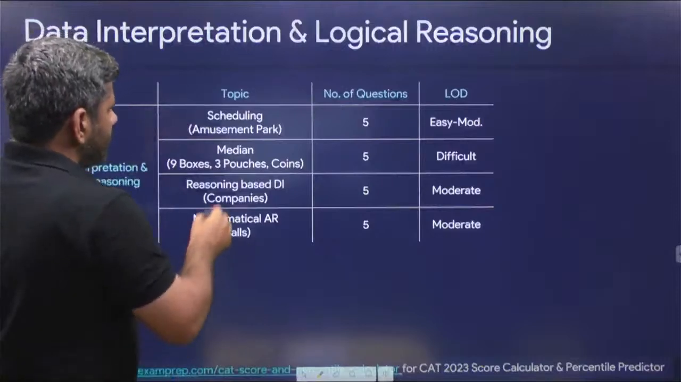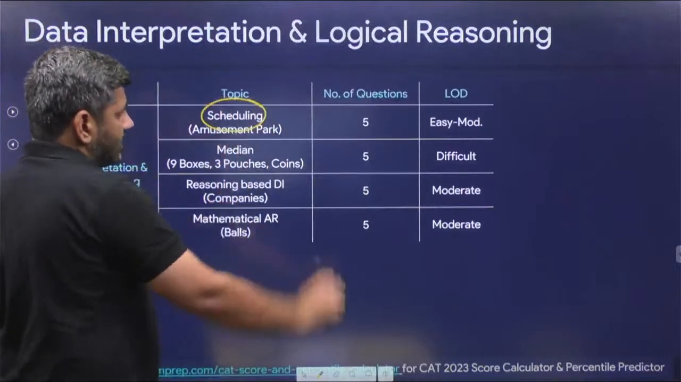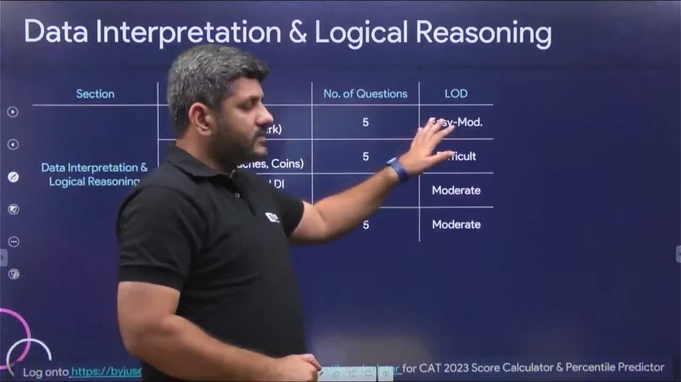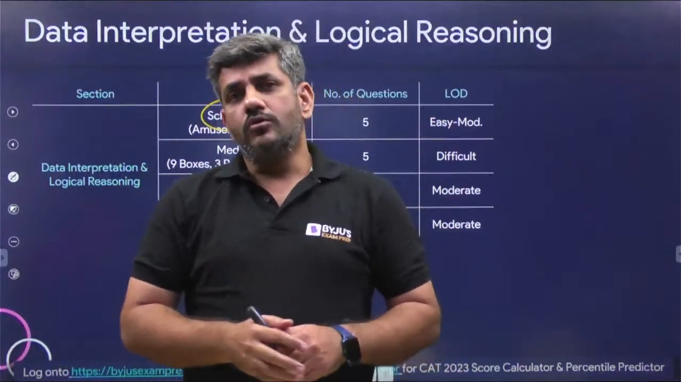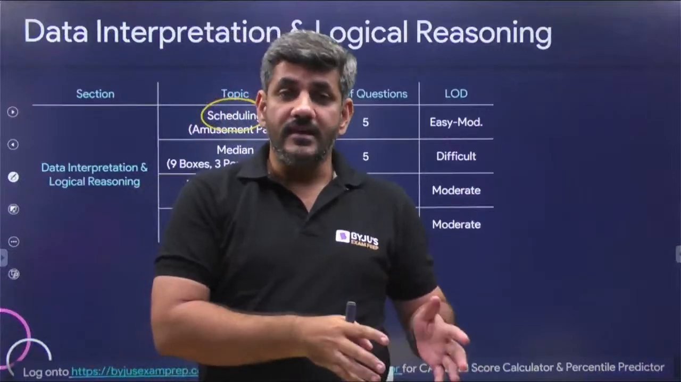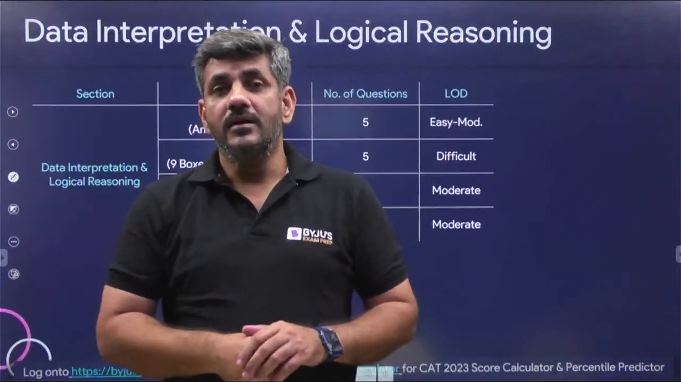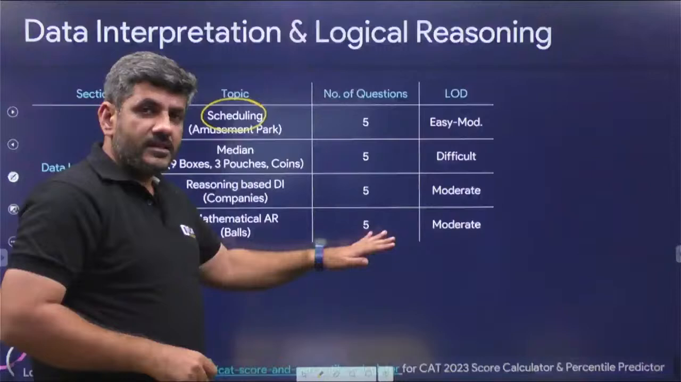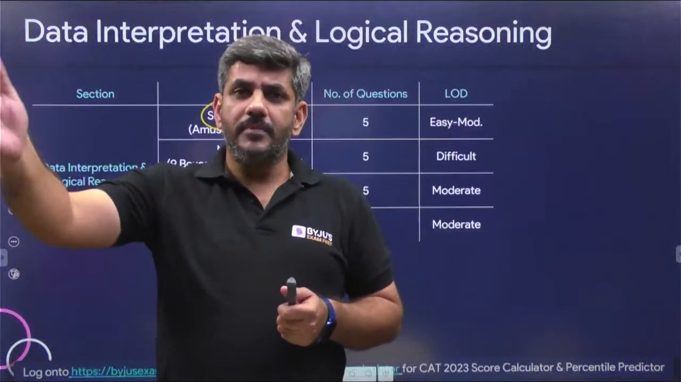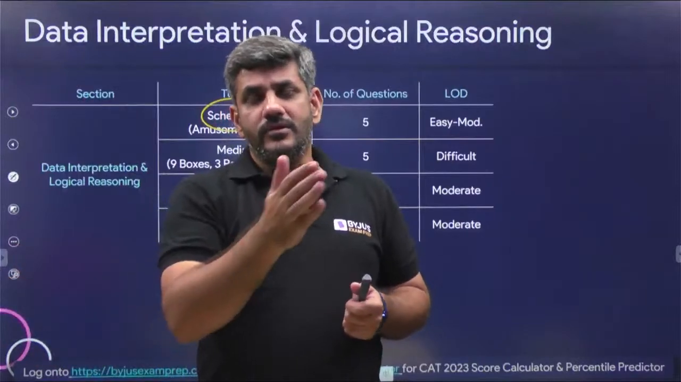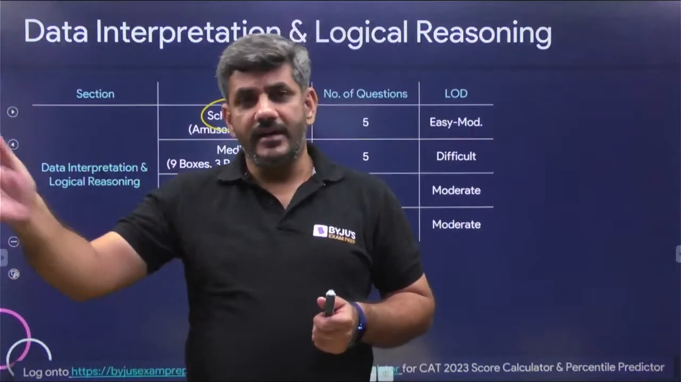So first of all, the set of scheduling, the amusement park set. I found this to be probably the easiest among the 4. Right? Though I would not say it was an easy set. It was easy to moderate for sure, but definitely easiest among the 4. Right? There were the 3 ladies who went to an amusement park. There were 4 rides there. So the rides were costing 20, 50, 30 and 40.